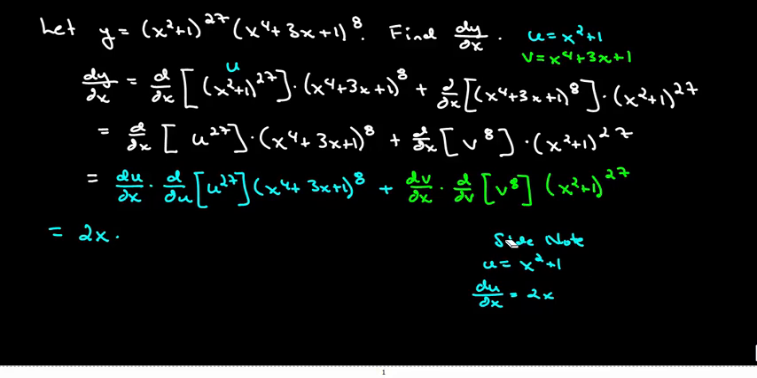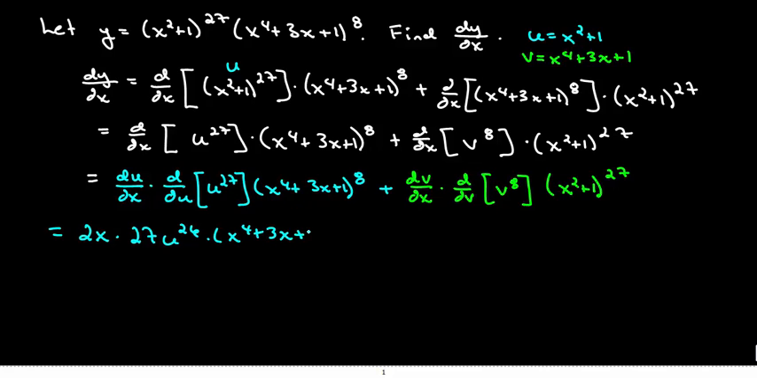Now, I'm going to erase this so we've got room. Now, this guy, d du of u to the 27th, is equal to 27 times u to the 26th. And then, of course, we still have this guy hanging out here at the end, so we'll put that guy in. Okay.